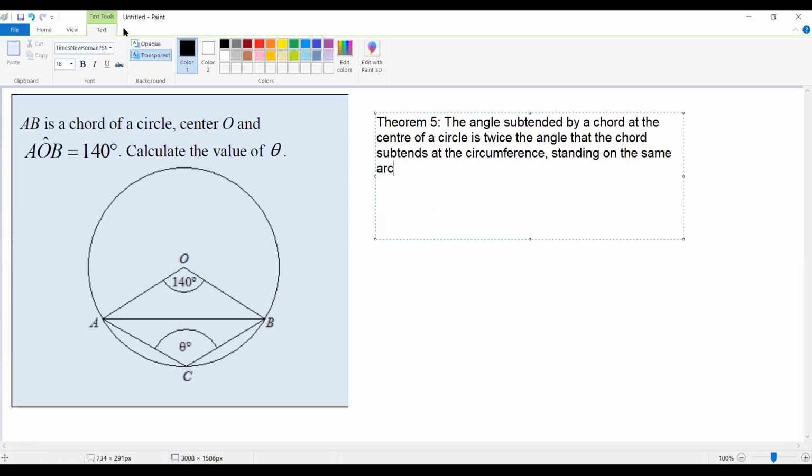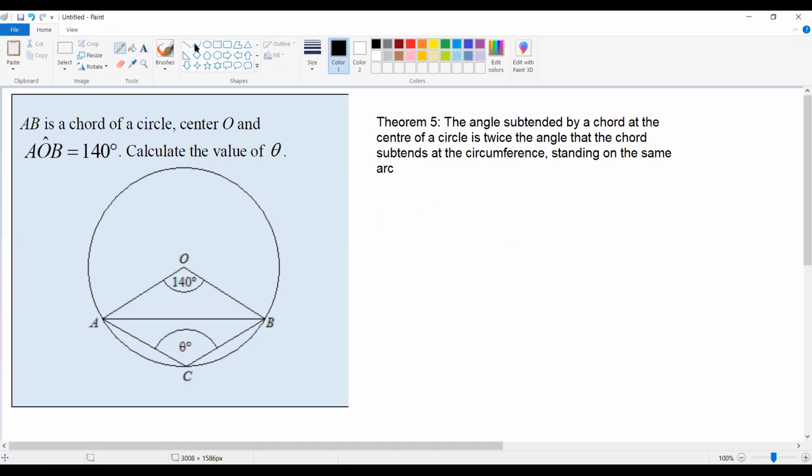So that being said, now that we know that, we know here that this is 140, right? So angle AOP is a reflex angle. And we know since it's a circle, everything adds up to 360 degrees. So 360 degrees, take away 140 degrees is equal to 220 degrees. Okay?